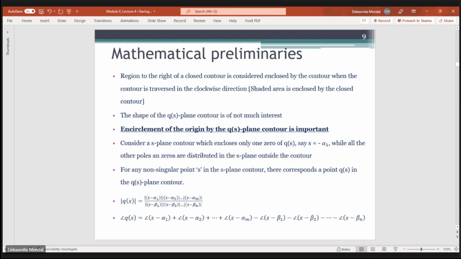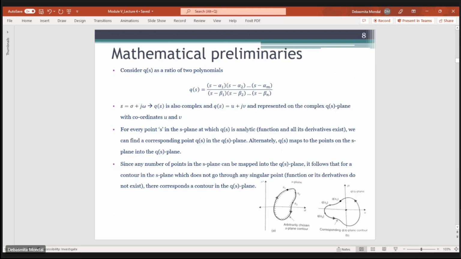So that is our point of interest. The encirclement of the origin by the QS plane contour is important. Now let us consider an S plane contour which encloses only one zero of QS. QS is given by this, so the zeros of QS are given.